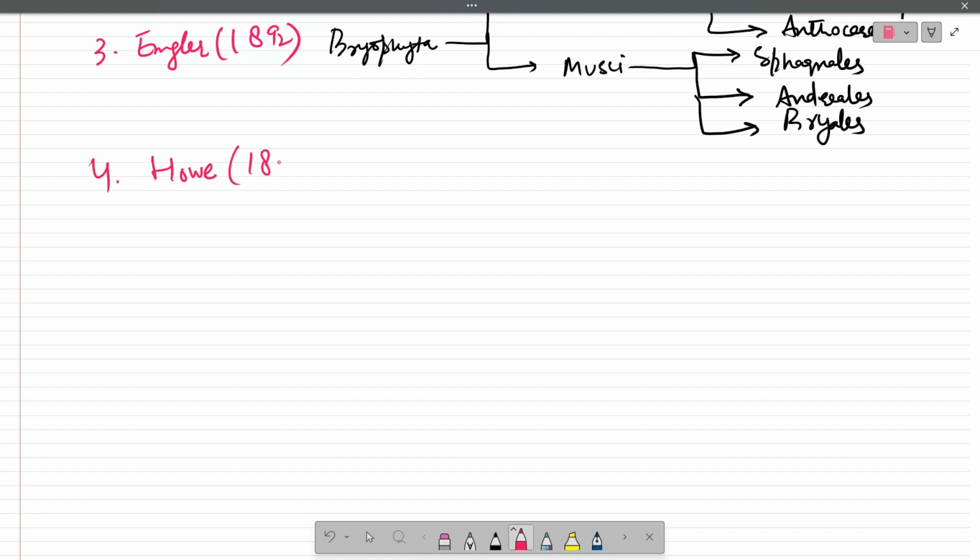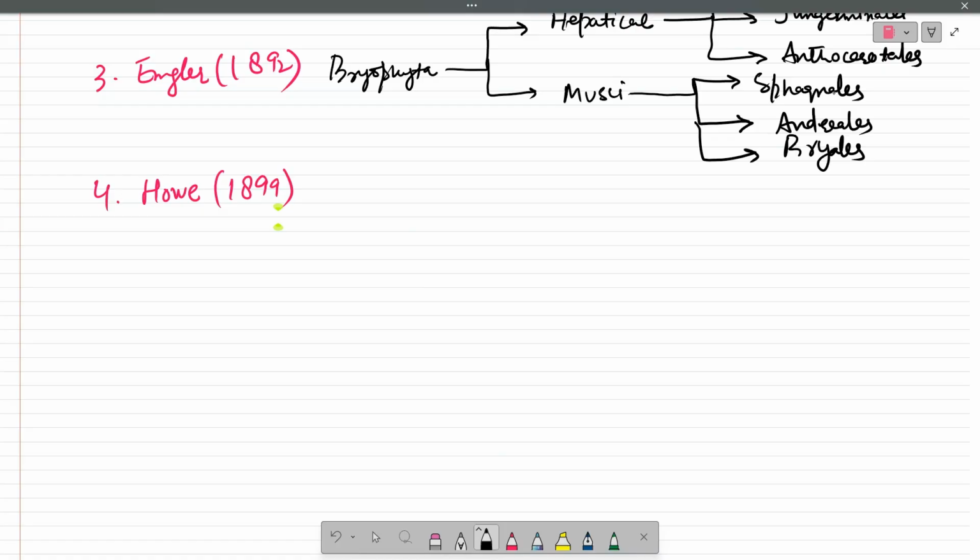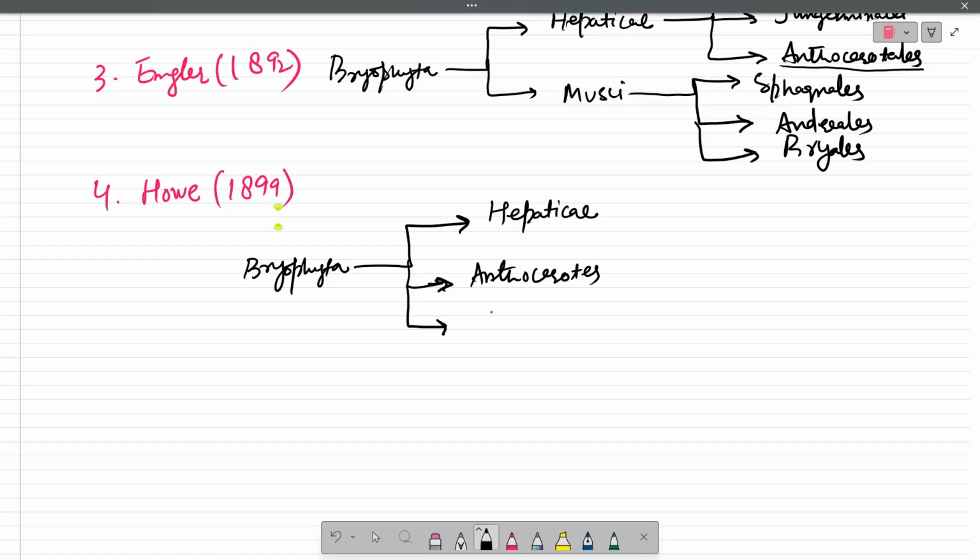Howe in 1899 came along and said that the Anthocerotales order deserved a separate class, and he classified Bryophyta into three classes. That is, Hepatica, Anthocerotes, and Musci. This system was also agreed upon by various famous biologists at that time, including Takhtajan. And we know that Takhtajan gave us the phylogenetic system of classification. However, Takhtajan preferred Anthocerote, not Anthocerotes.